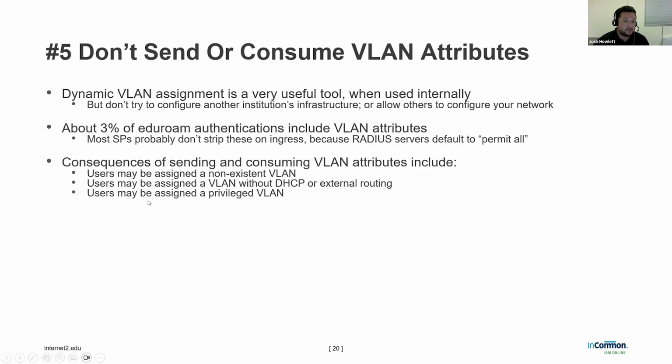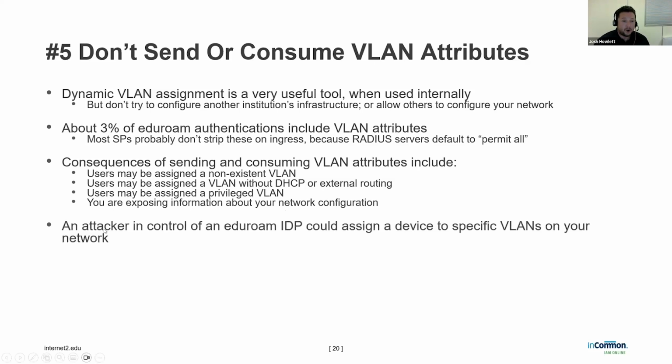More seriously, users may be assigned a privileged VLAN completely by accident. And you're also exposing information about your own network configuration if you're sending these attributes out onto the eduroam network, which again is not something that you probably want to do. Also, there's a potential attack vector here, which is that an attacker in control of an eduroam IDP could assign a device to a specific VLAN on your network.